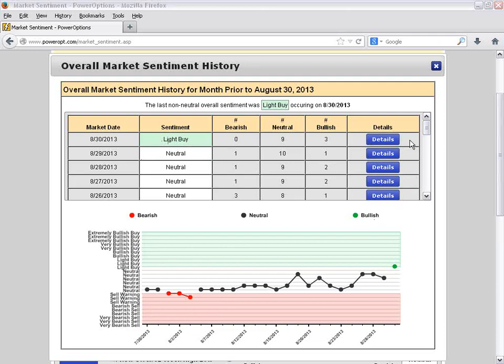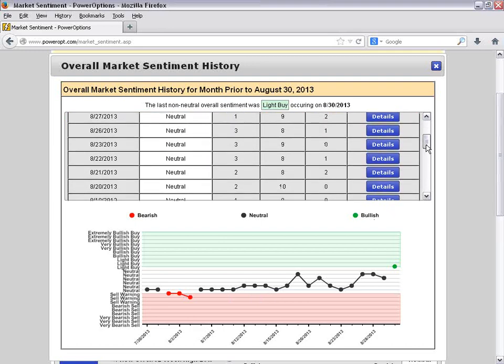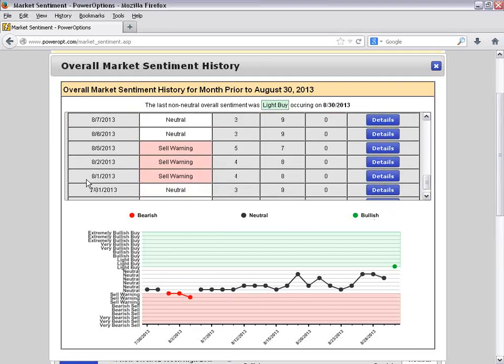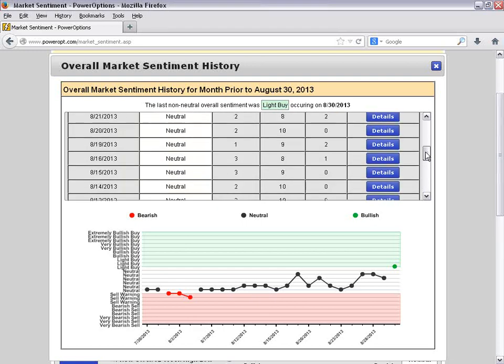And so what this is showing you is just the last 10, 15 days or so when the last triggers were. So there was 8-1, 8-2, and 8-5 when we hit sell warnings, and then we went into a neutral phase. And then today we sort of popped up into a light buy. We've got 3 bullish indicators and 9 neutral. Okay, so that's just the history. And then, of course, we can look at the details.